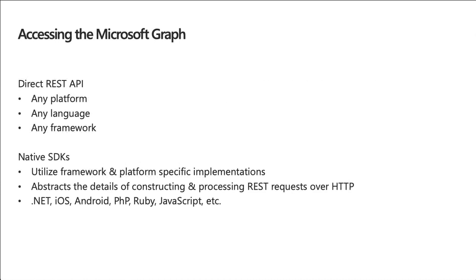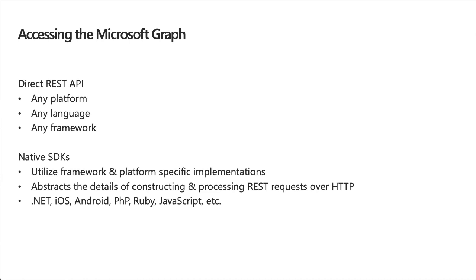Now, how do we access the Microsoft Graph? Well, you really have two different ways that you can do this. One way you can do it is through a REST API. And the nice thing about the REST API is anything and anyone can use it. You can use any language on any platform and leverage any framework. And the reason for this is because effectively everything now has the ability to talk to an HTTP endpoint.